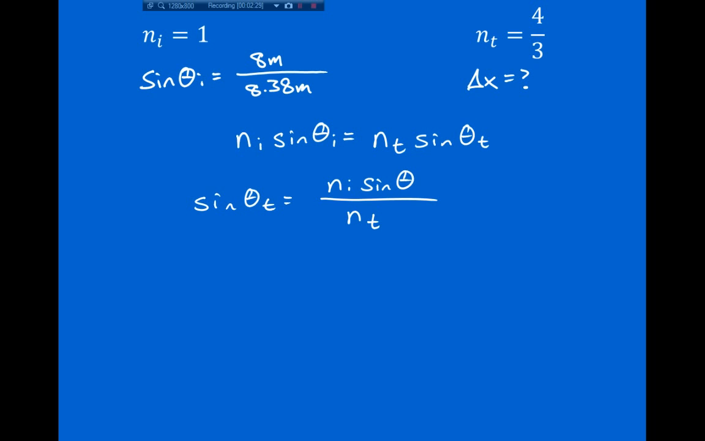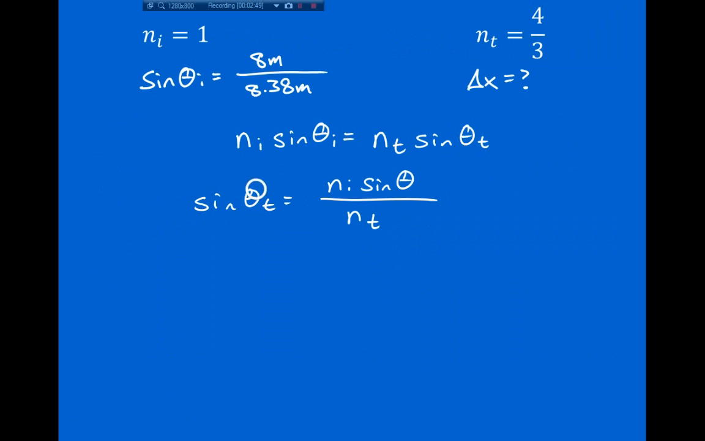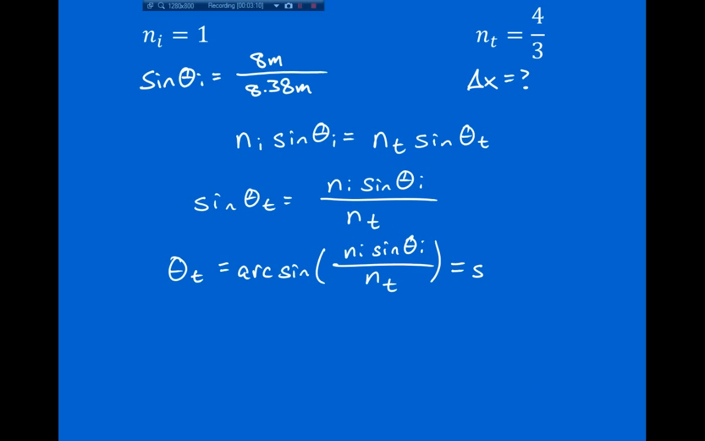And really, if we take a look at this triangle here, what I want to do is find the length of this opposite side. And the only thing I really know is the length of this adjacent side. So what I'm going to need to do is calculate this angle theta t. To calculate this angle, I'm going to have to take the arc sine of this side over here. So we're going to have theta t, the transmitted angle, is equal to the arc sine of n_i sine of my angle of incidence divided by the index of refraction for the transmitted material. And remember, sine of the angle of incidence, let me just write this out. So this is arc sine.